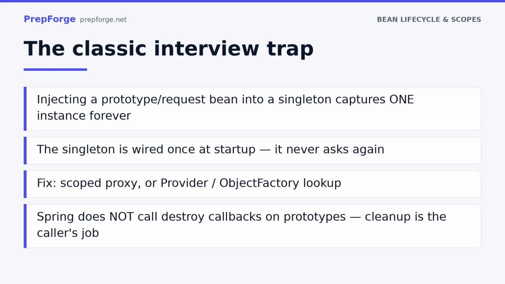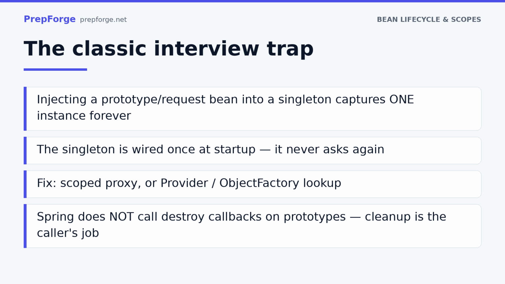Now the classic trap. This exact question filters candidates. What happens when you inject a prototype or request scope bean into a singleton? The singleton is wired once at startup, so it captures a single instance of the inner bean and never asks for a new one, silently defeating the shorter scope. The fix is a scope proxy, or a Provider or ObjectFactory lookup that fetches a fresh instance each time.